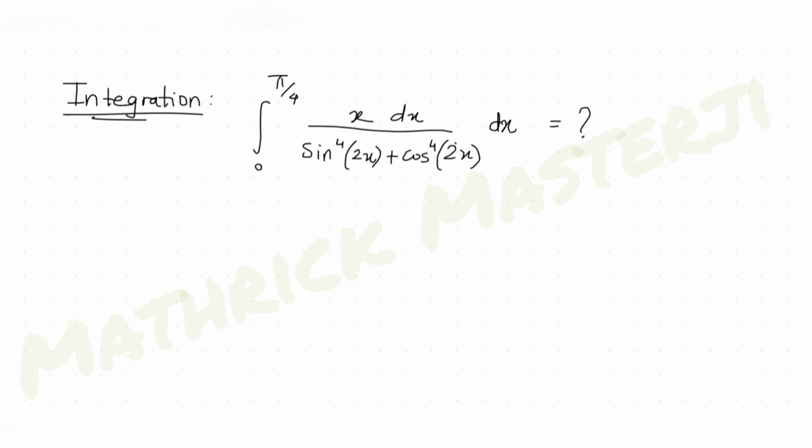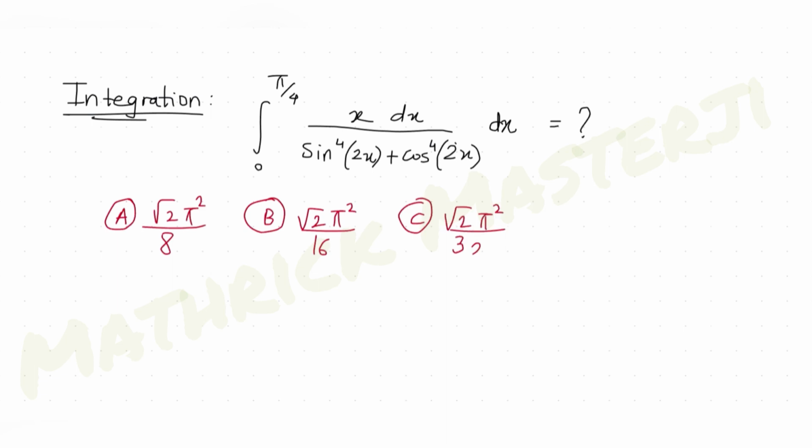And the answer choices presented are: root 2 pi square over 8; the second is root 2 pi square over 16; the third is root 2 pi square over 32; and the last is root 2 pi square over 64. We need to figure out which one of the answer choices is the correct answer for the question given to us here. So let's figure out how to solve this question further.